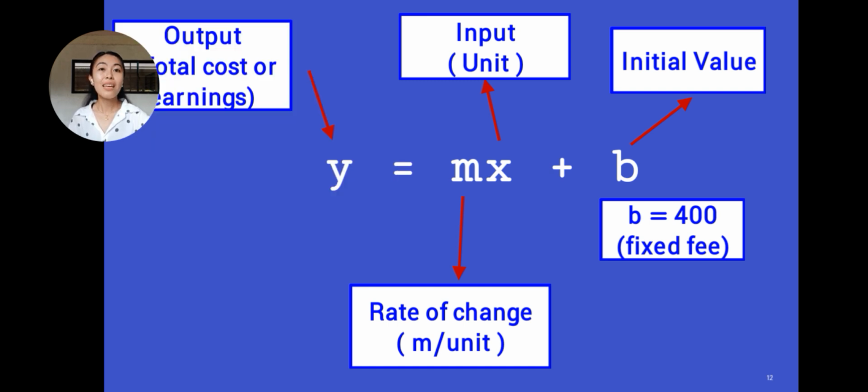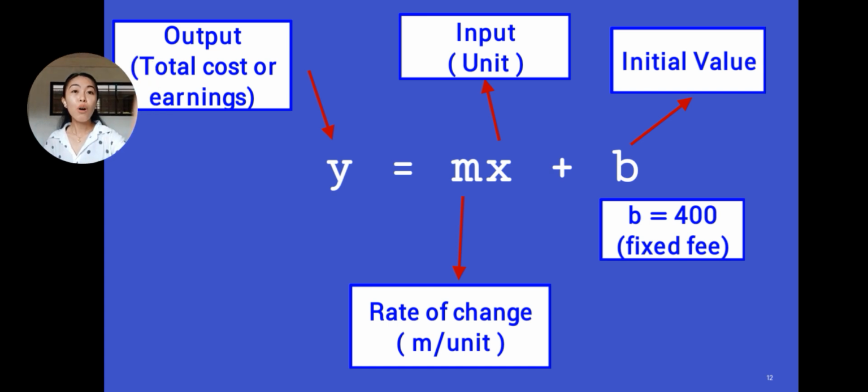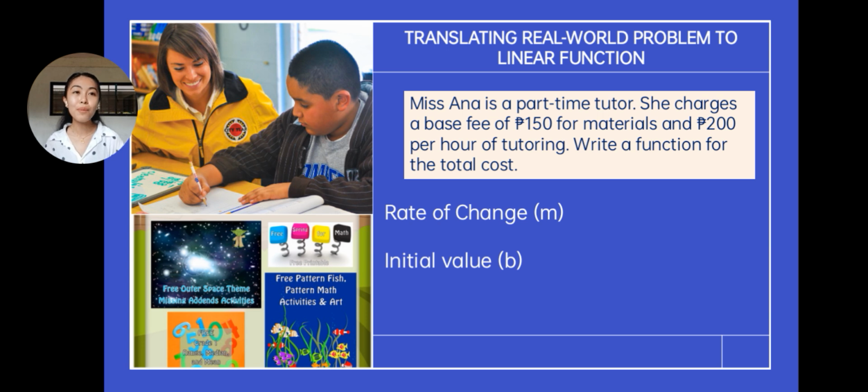And lastly, we have y. Y is the output or total cost or earnings. Usually, y is the result obtained after plugging in values for b, for x, and for m. Class, do you need further elaboration on this part? If not, then let's proceed to translating real-world problem to linear function.